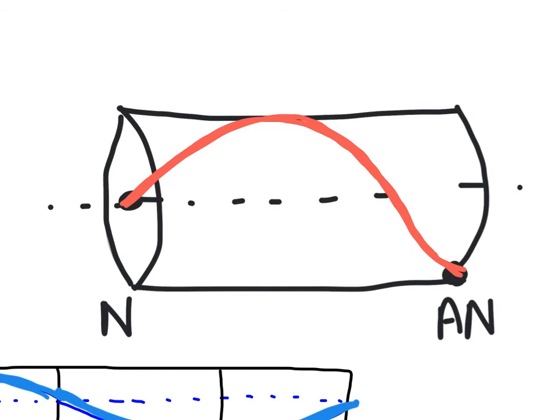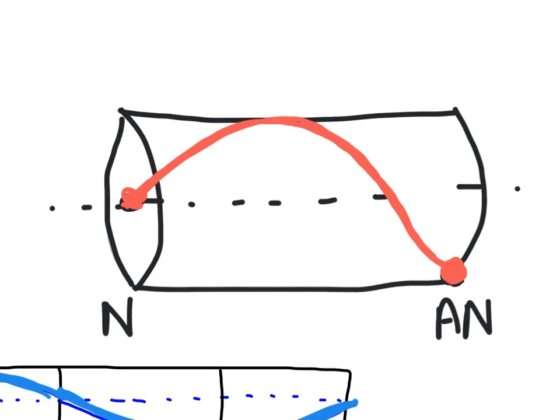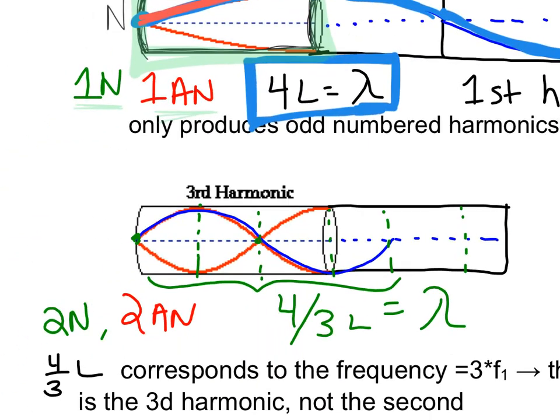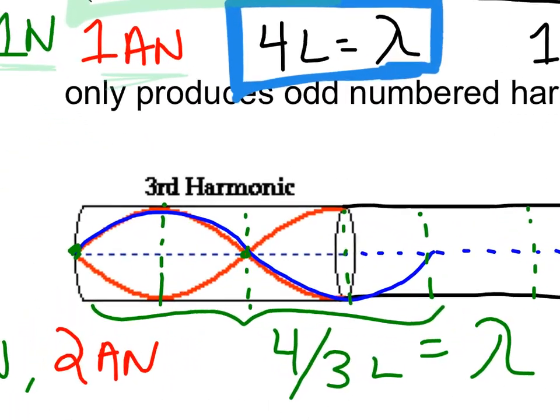Notice this is a good standing wave for my open-ended system. I have a node at one end, and I have an antinode at the other. If I think about how this relates to my fundamental frequency, though, we notice things get a little bit tricky. Let's go down here and draw this. So I've got a drawing here.